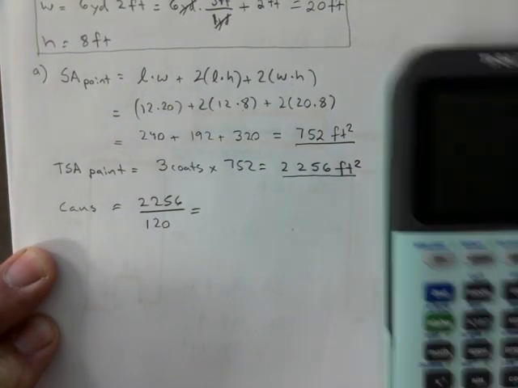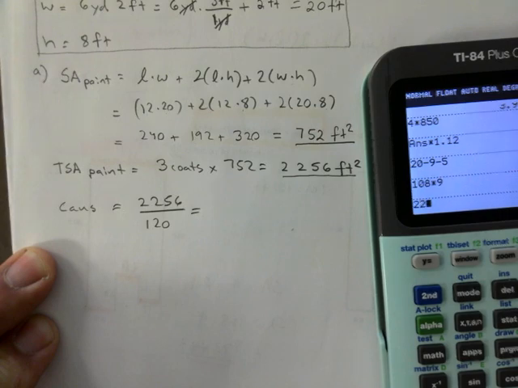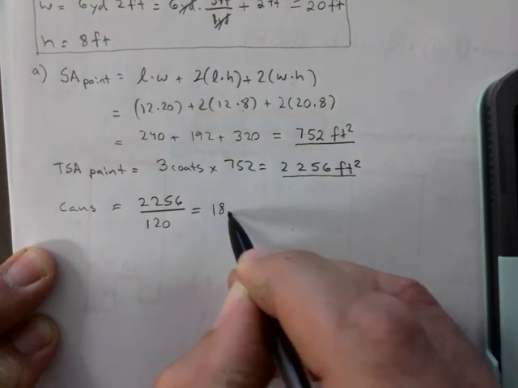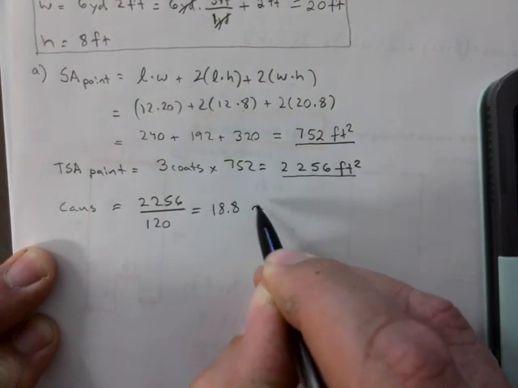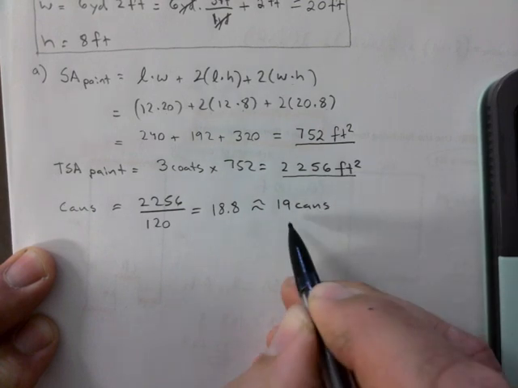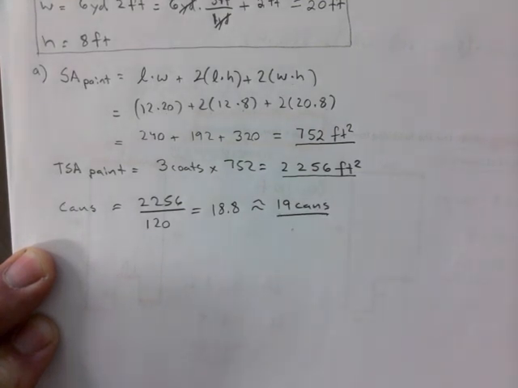So 2,256 divided by 120, that's 18.8. Which is, right, I need approximately 19 cans. Okay, also important to me.